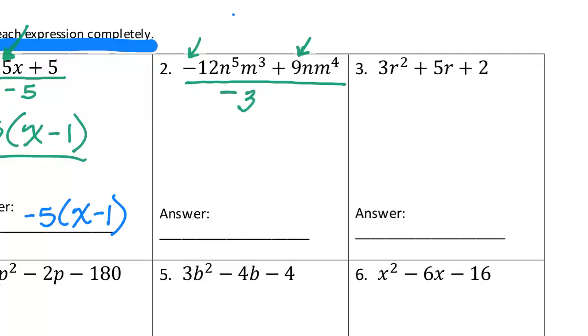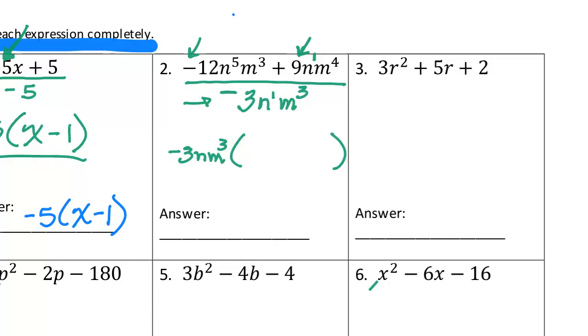Is that my only greatest common factor? No, because I've got n's. I have n to the 5th and n basically to the 1st. How many n's can I factor out? 1. This one only has 1, so I can only take 1. All right. M to the 3rd, m to the 4th. How many m's can you factor out? 3. All right. So that is your greatest common factor, negative 3n m to the 3rd. But I have to factor the whole thing. What do I have left after I factor that out?